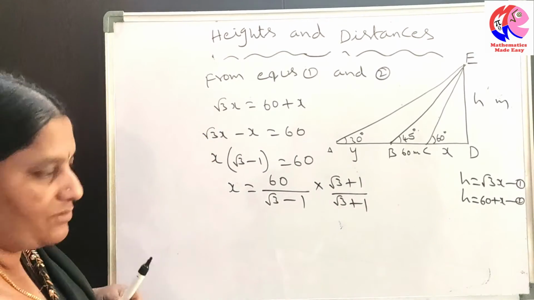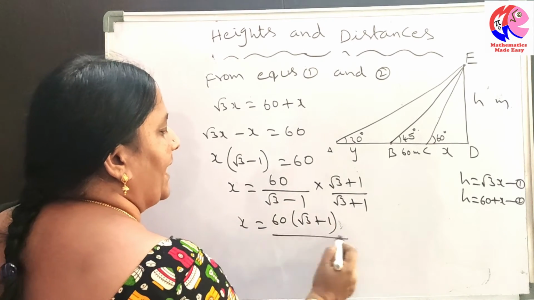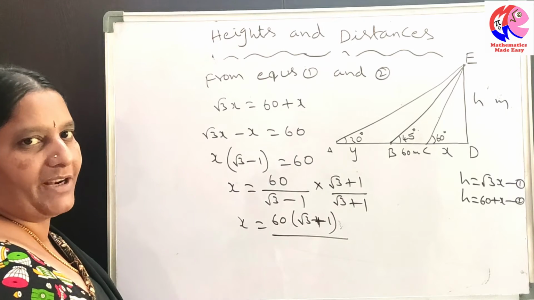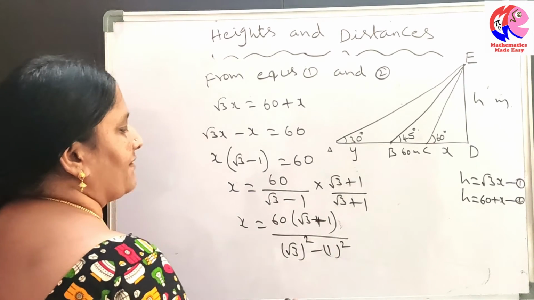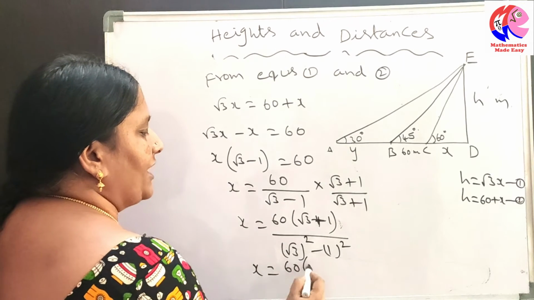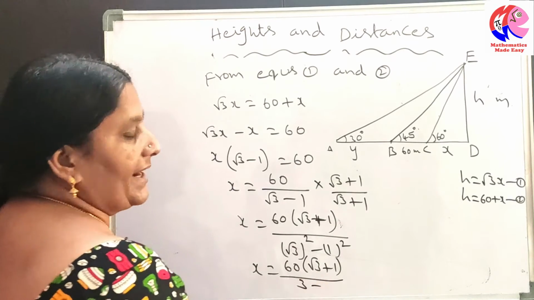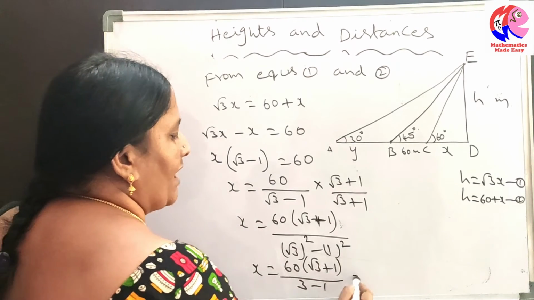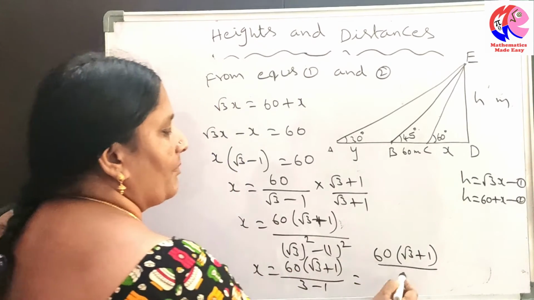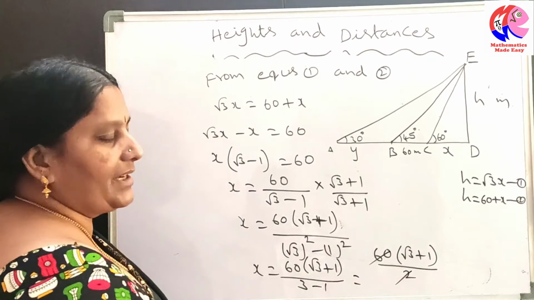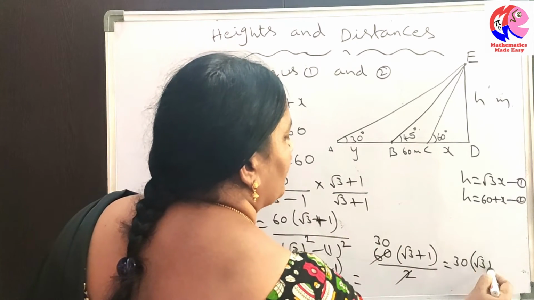So x value is 60 into root 3 plus 1 by, the denominator is like (a plus b) into (a minus b), a square minus b square, root 3 whole square minus 1 whole square. Then x is equal to 60 into root 3 plus 1 by, root 3 whole square is 3 minus 1 whole square, which is 1, so 60 into root 3 plus 1 by 2. We can cancel 2 in 60, 30 times, then it is 30 into root 3 plus 1.